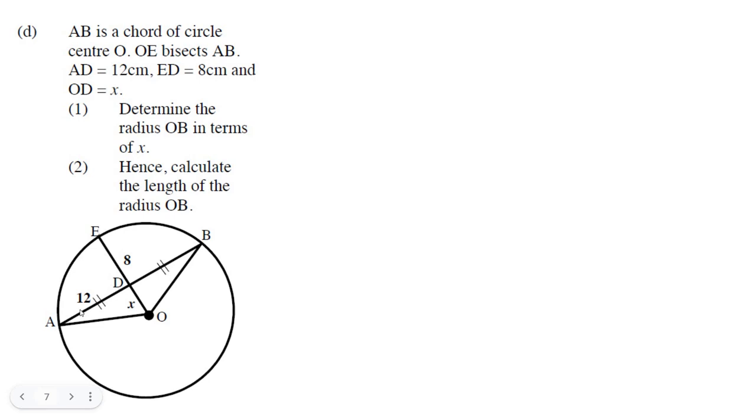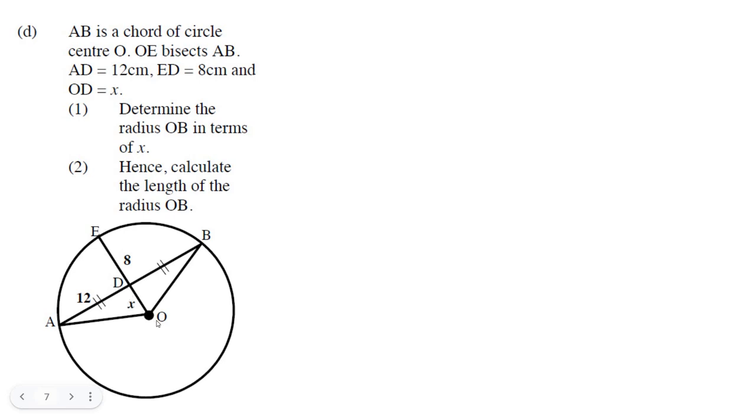Well, they're telling you it bisects. And when a line from the center bisects the chord, goes to the midpoint, it is perpendicular. Well, we have to say that, actually. We're going to use it, I bet you, in here. ED is 8. From E to D is 8 centimeters, and OD, this little piece here, is X.